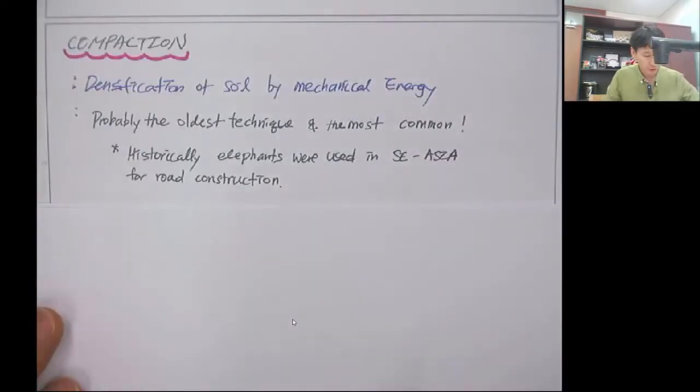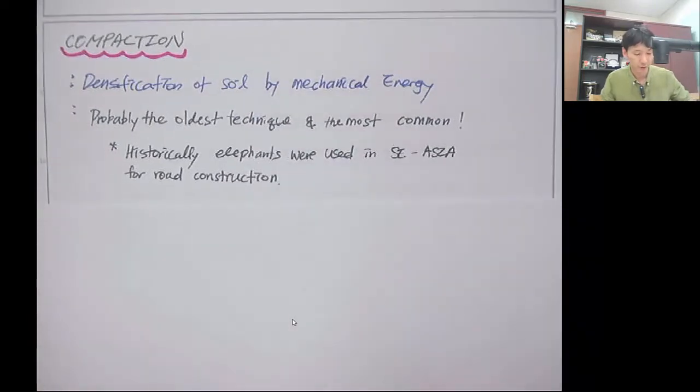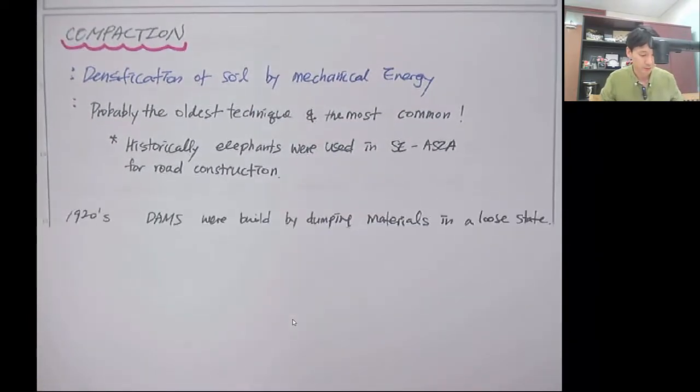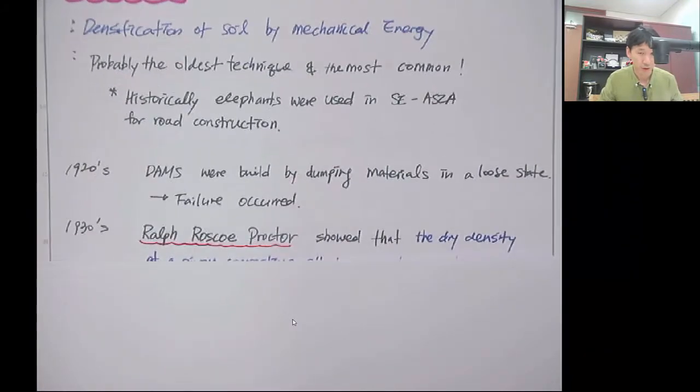So the compaction is defined as the densification of the soil by mechanical energy. This is probably the oldest technique and the most commonly used technique. Historically, the elephants were used in Southeast Asia for the road construction. So it's been very old, but still people use it very popularly.